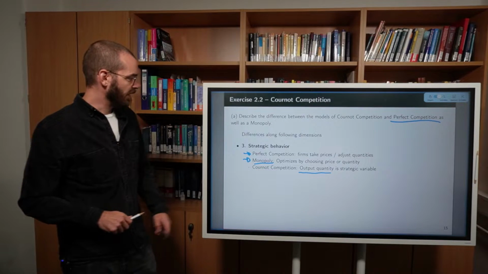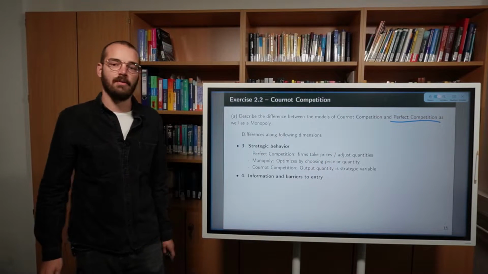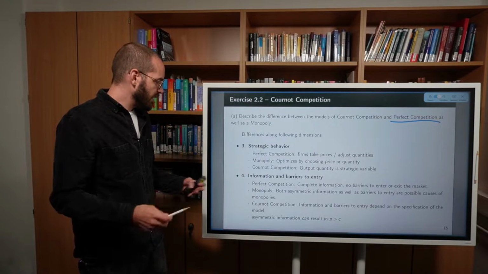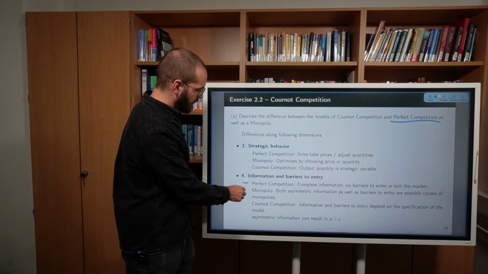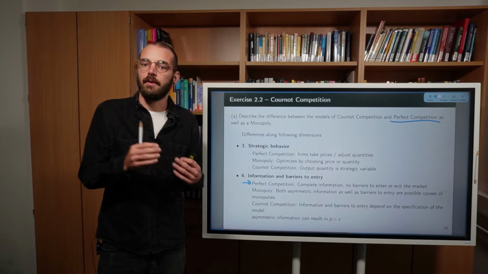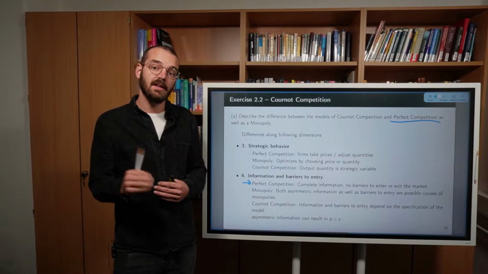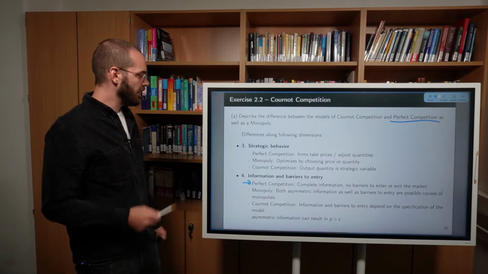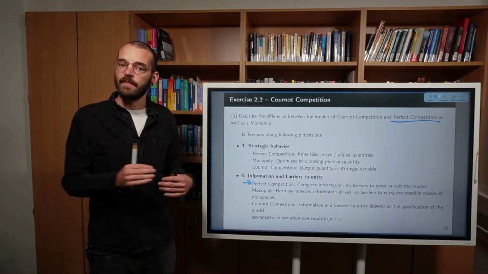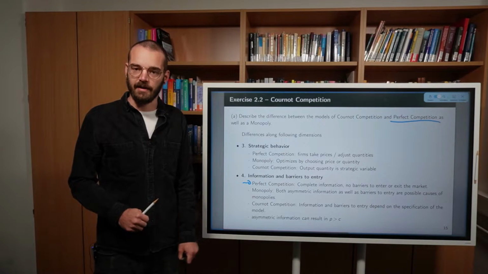All right, now to the fourth dimension, information and barriers to entry. Again, we already discussed the perfect competition example last week, and we also thought about perfect competition in the long run, where we specifically allow for market entry, etc. So we already know that in the perfect competition setting, we have complete information. There are no asymmetries in information between firms, and there are no barriers to entry or to exit the market.